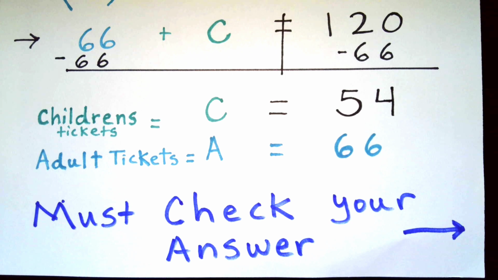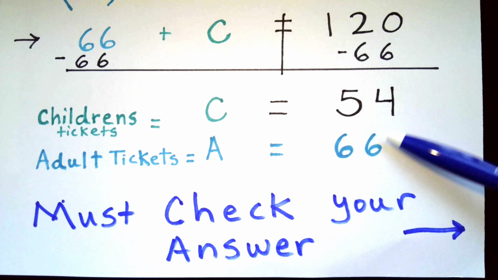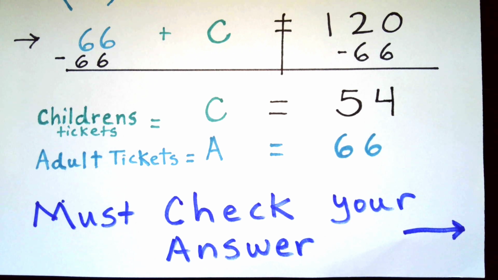All right, we must, absolutely, we must check our answers. And the reason we check our answers is to determine if the solution is an infinite solution or no solution, or is actually the solution 54 and 66. So I've shown you both infinite and no solutions. So that should make sense to you if you've been following along with all the parts of all these videos. Stick around. Let's check our answer.